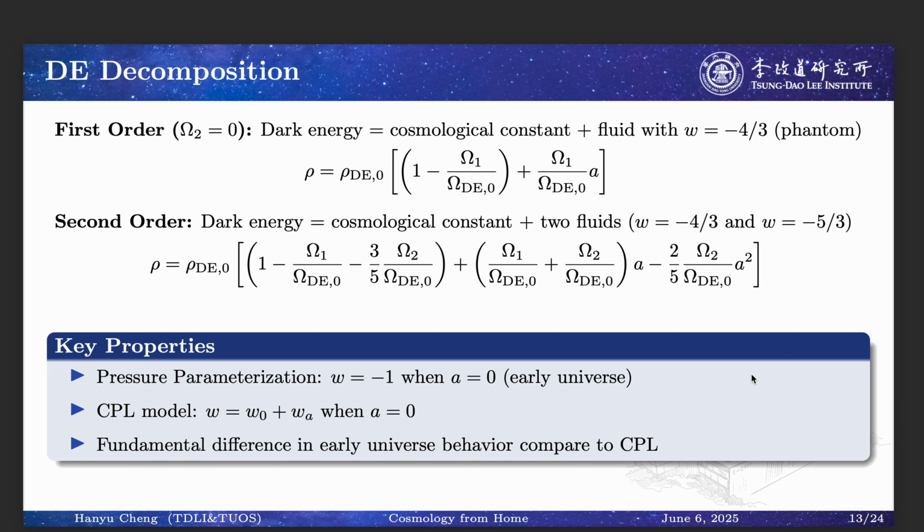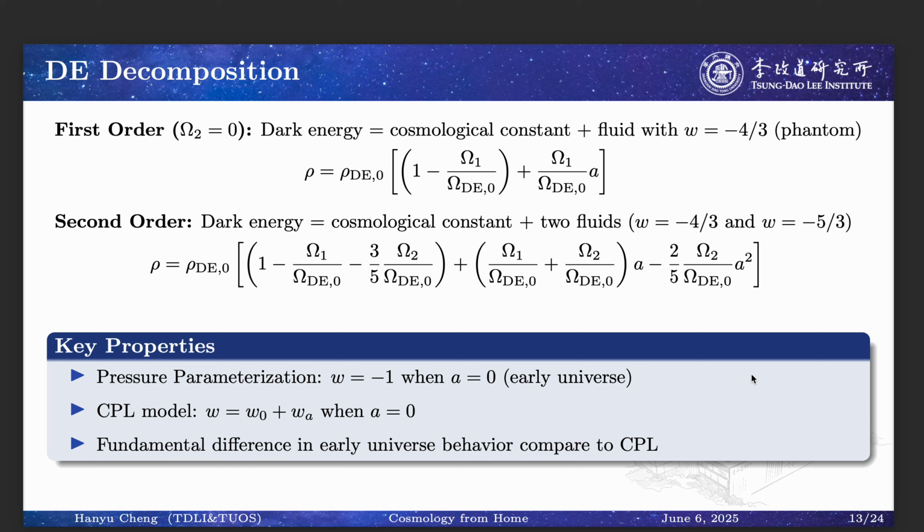Besides that, I want to show that our pressure parameterization is equivalent to a decomposition into different components of dark energy fluid in physics. For our first order model, the dark energy could effectively be decomposed into CC, a cosmological constant, plus a fluid with equation of state equal to -4/3. And for the second order model, this dark energy could effectively be decomposed into CC plus 2 fluids, with different equation of state values.